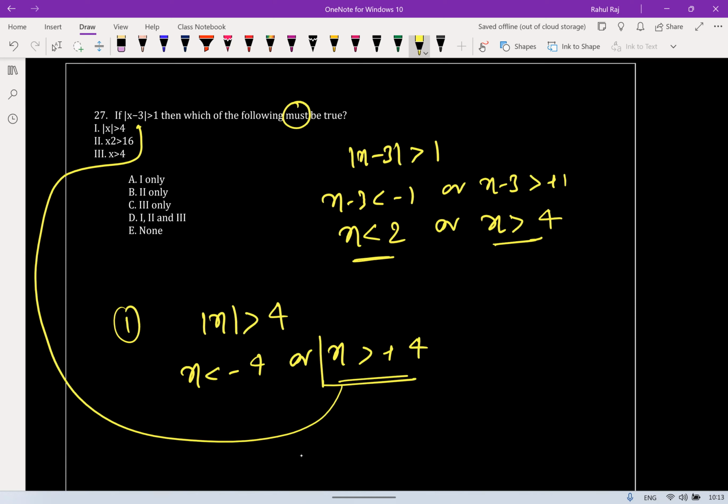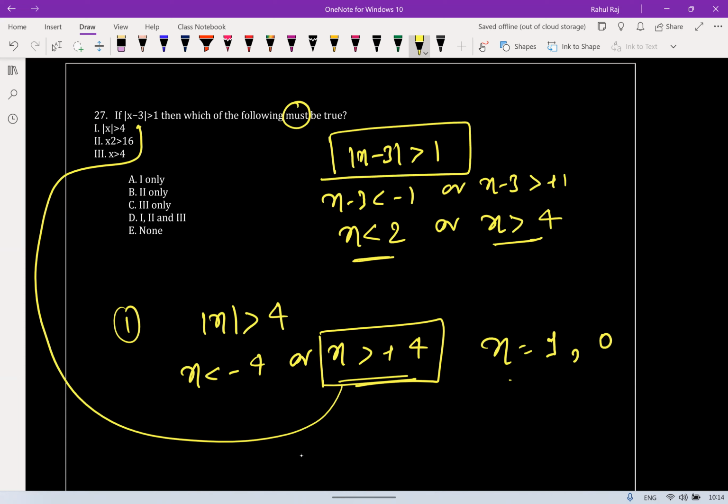But when you take x greater than positive 4, you are not considering x equal to 1 and 0. Technically, for x equal to 1 and 0, mod of x minus 3 greater than 1 will also suffice. A lot of people fight with me, saying, Rahul, for x greater than 4, mod of x minus 3 is greater than 1, and for x less than negative 4, mod of x minus 3 is greater than 1.